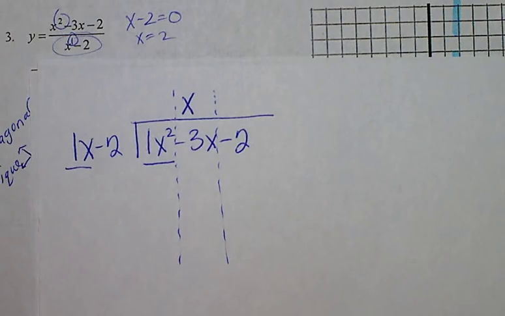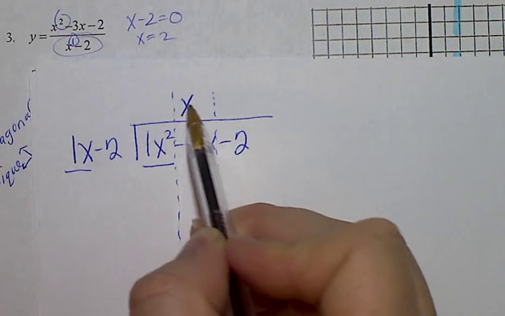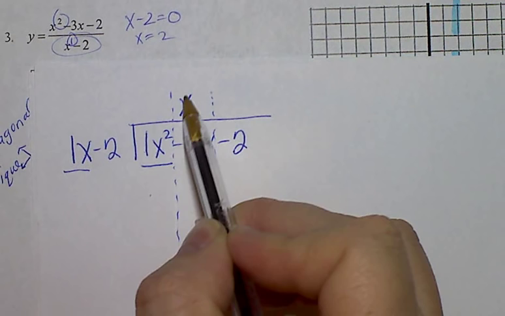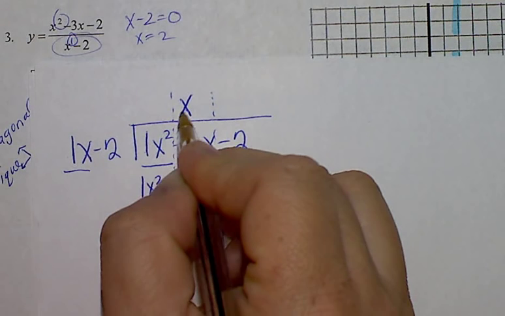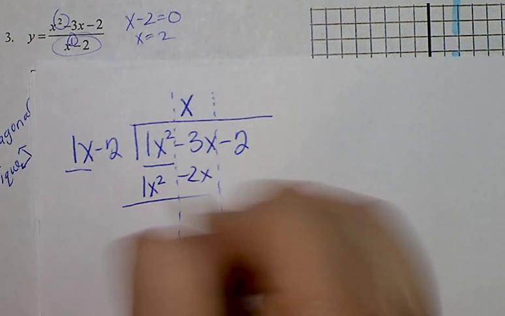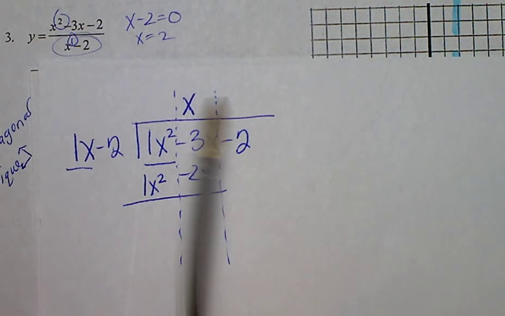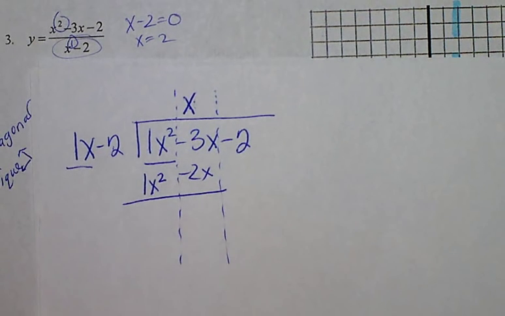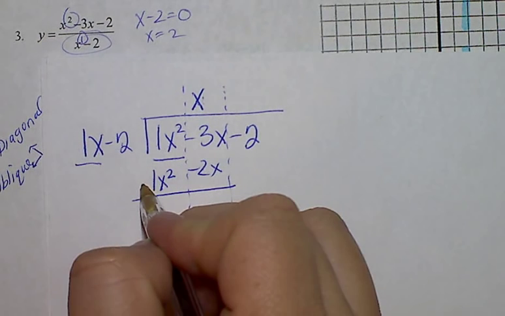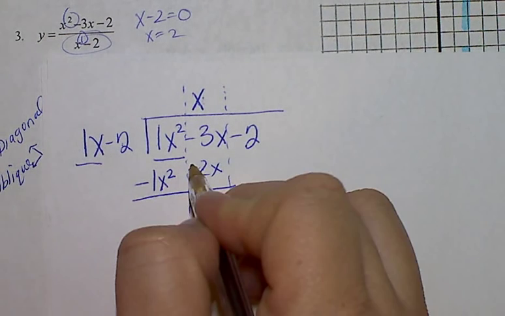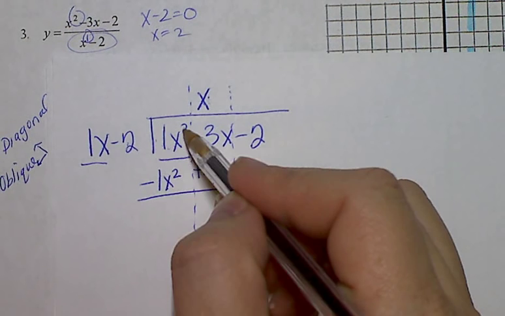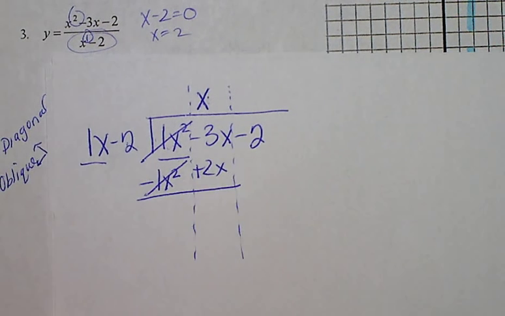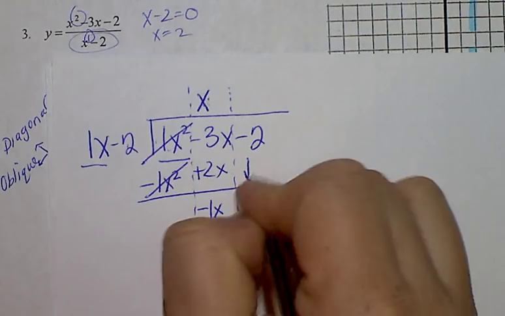Step 2 is distribute. So I'm going to take x times this, write it down, and x times this and write it down. Here we go. X times 1x is 1x squared. X times negative 2 is negative 2x. That's step 2. Step 3 is the easiest. Go to the second line, and whatever the sign was, change it. Step 3 is combine. A positive 1x squared and a negative 1x squared cancel. And when I combine negative 3x and positive 2x, I get negative 1x. And bring down the last term.